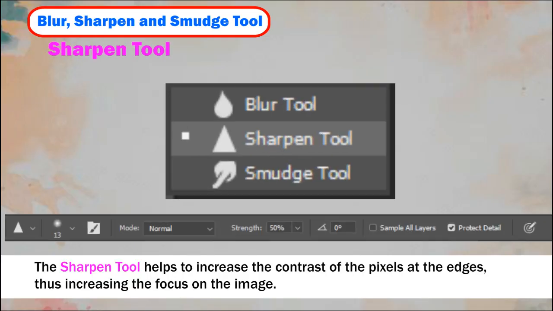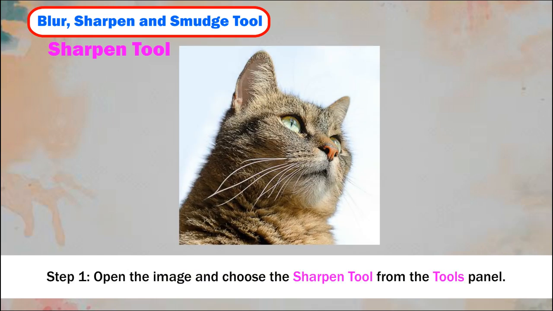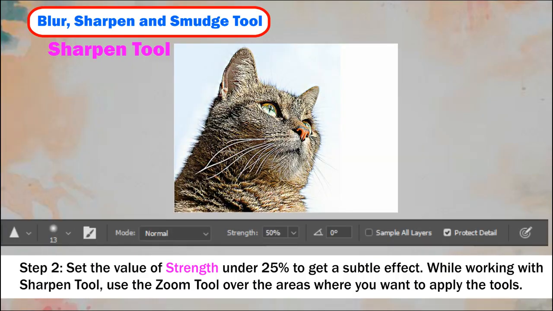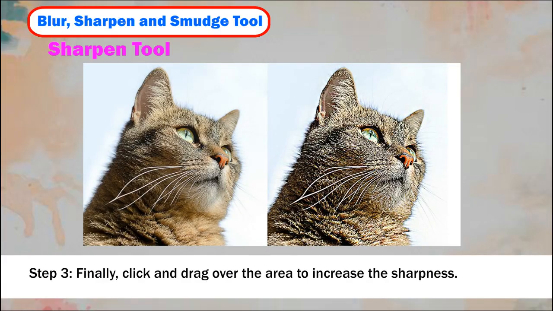The sharpen tool helps to increase the contrast of the pixels at the edges, thus increasing the focus on the image. To increase the contrast of the pixels, you may follow these steps. Step 1. Open the image and choose the sharpen tool from the Tools panel. Step 2. Set the value of strength under 25% to get a subtle effect. While working with sharpen tool, use the zoom tool over the areas where you want to apply the tools. Step 3. Finally, click and drag over the area to increase the sharpness.